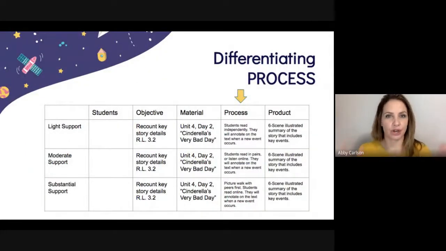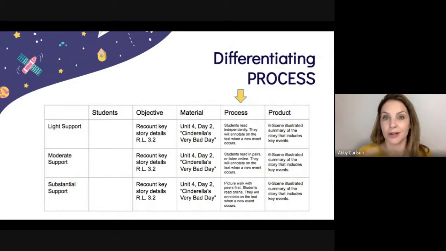So I made this chart to simplify the idea of differentiating process. Now, in the first column, and this is based off of Benchmark's language, there are lessons based on students who need light support. Those might be your on level students, students who need moderate support, and students who need substantial support. Now, on this chart, you can fill in which students need light support, moderate support, and substantial support for this particular objective. In this example, I took a third grade unit where the lesson objective was to recount key story details. Reading Literature 3.2.